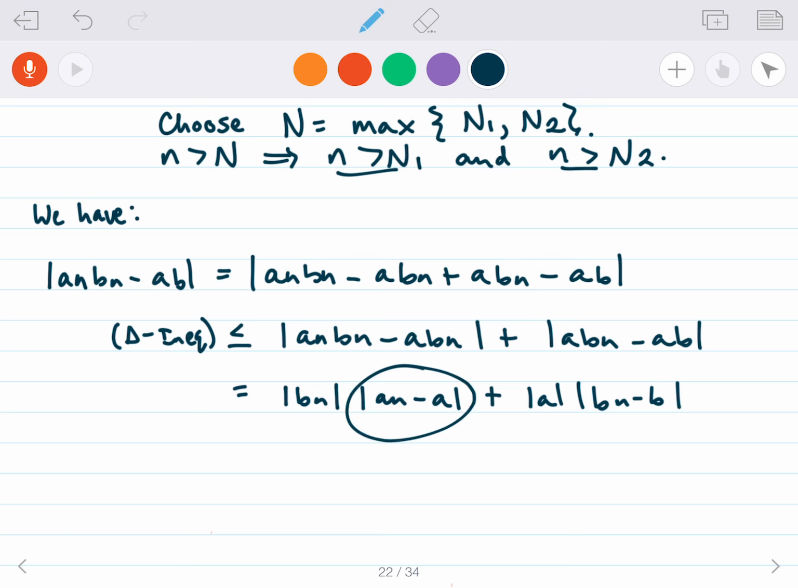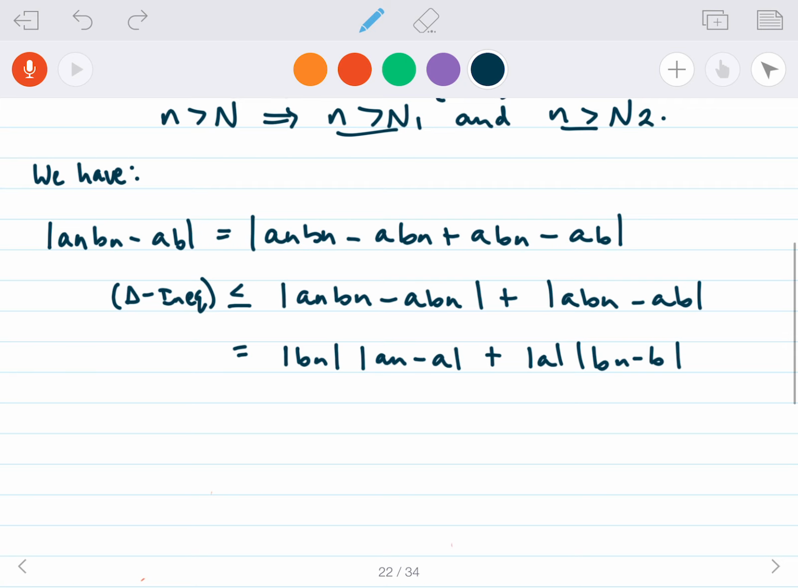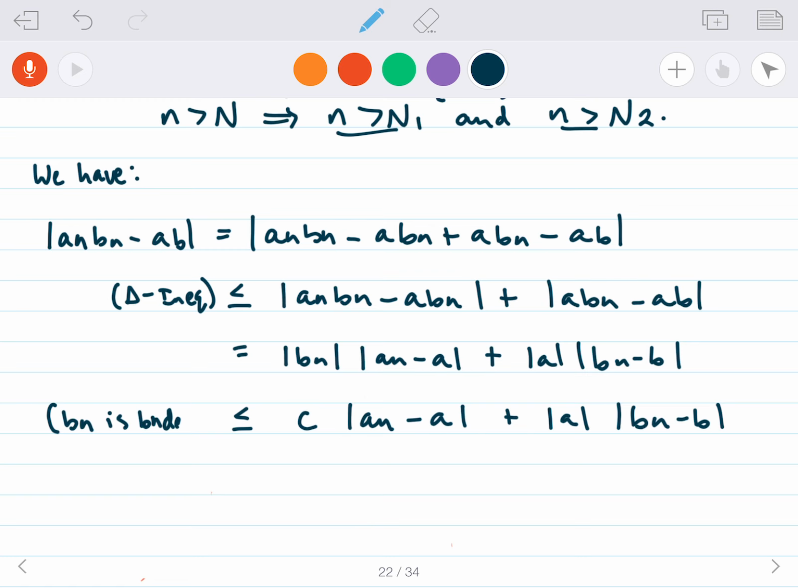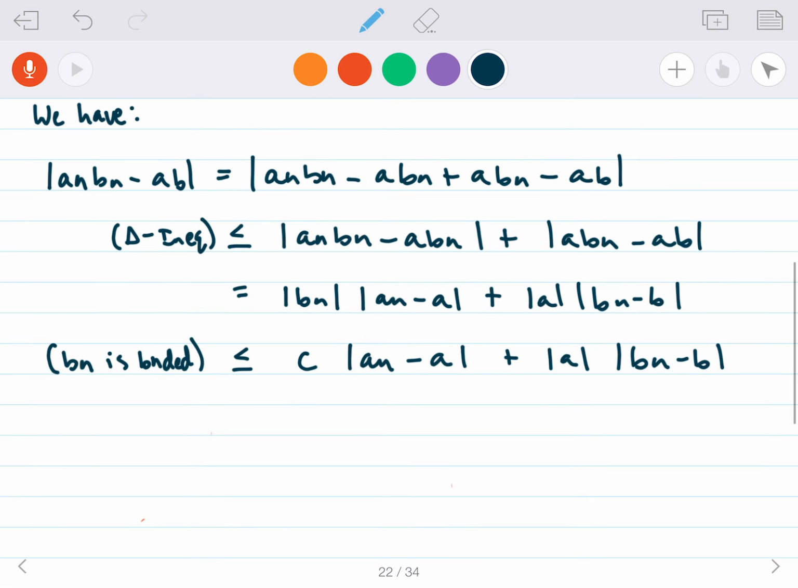Remember we talked about this is going to be less than epsilon sub 1, and this is going to be less than epsilon sub 2. And so putting it all together, let's just say that this is less than or equal to c times the absolute value of a sub n minus A, plus the absolute value of A times the absolute value of b sub n minus B, just because, and I'll put in parentheses, b sub n is bounded. Okay, that's why that's true.